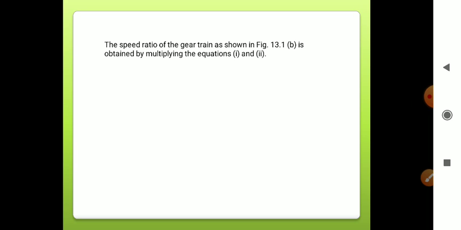That is, equation number 1 is N1 divided by N2 equal to T2 divided by T1, and equation number 2 is N2 divided by N3 equal to T3 divided by T2.